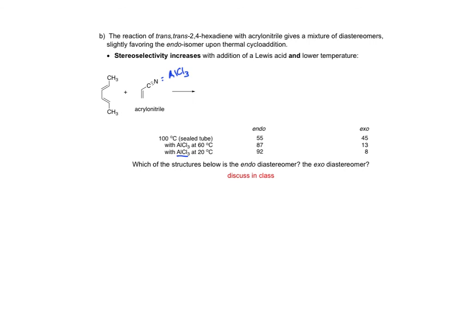During the class meeting, we'll work through the process described on the previous page, to create structures for the endo diastereomer and for the exo diastereomer. This concludes the Module 4B videos.